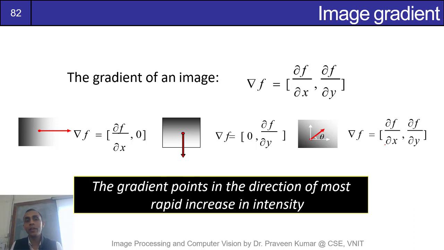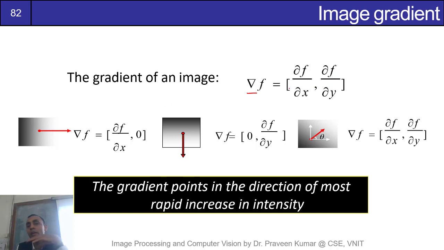So the first derivative is defined as the Laplacian operator was defined for the second derivative. There is a gradient operator which basically represents the first derivative of a function. The gradient of an image is a vector made up of the derivative in the x direction and the derivative in the y direction.